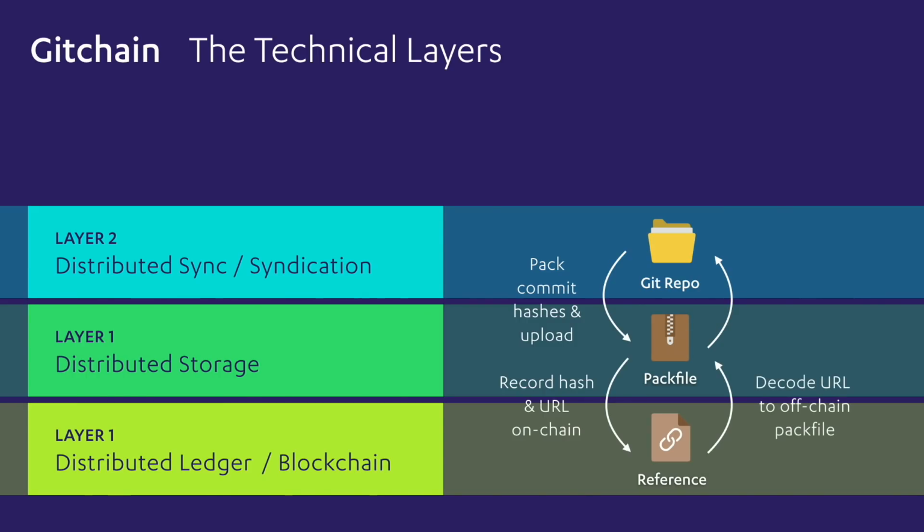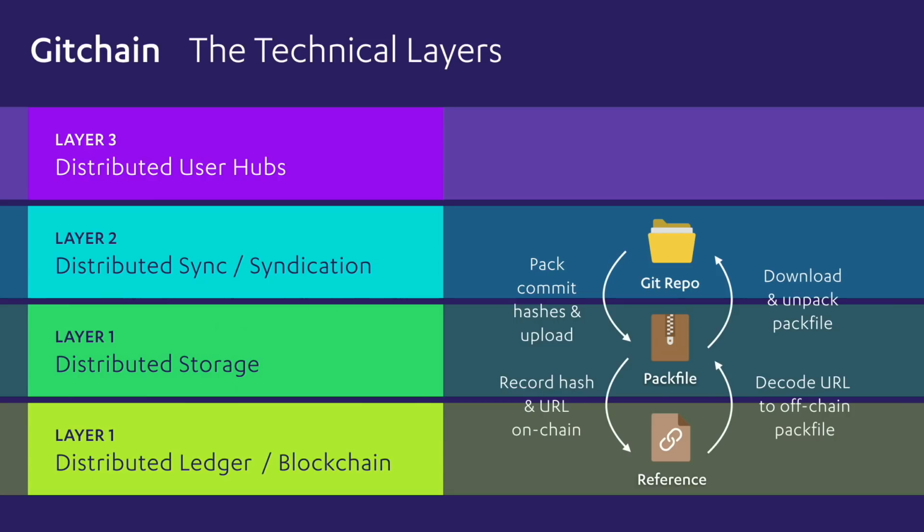And then, when you are a consumer of this Gitchain transaction or this syndication or synchronization, you want to look at the reference and say, where's the pack file? Find the pack file, and then download the pack file, unpack it, right? And that's how you can accomplish those movements we talked about using these 4 operations.